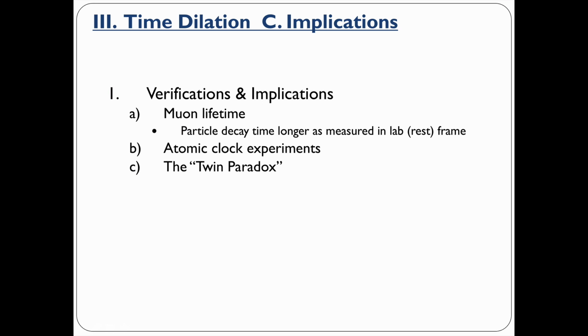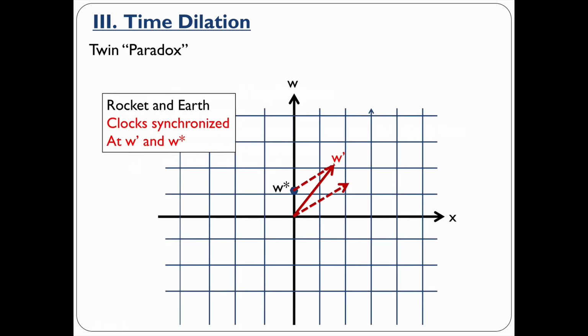What you need to know is that t is equal to gamma t prime. Moving clocks are measured to run slow, and it depends on the speed of the moving clock. Okay, well, what about the twin paradox? You've probably heard about it, and I think your book writes about it. And the idea is, suppose you have two twins.